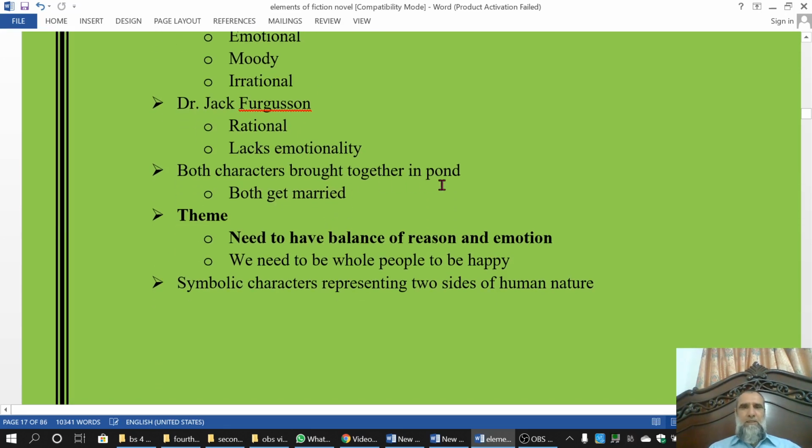Both these characters are brought together in a pond because she commits suicide and Jack Ferguson wants to save her, and both of them jump in. She had already jumped into the pond, and Jack Ferguson also jumps into the pond to save her. So both jump into the same pond. This is a kind of union, and both of them get married after coming out of the pond.